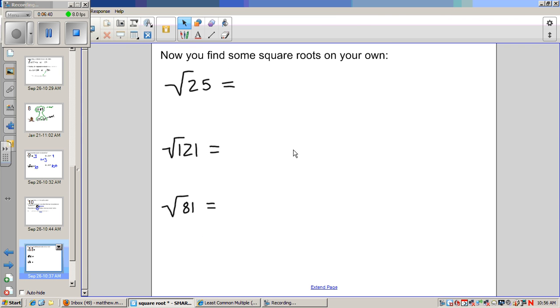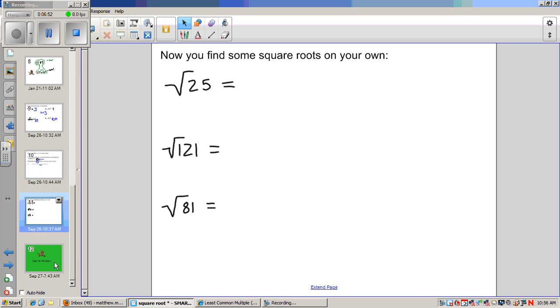So a couple to try before you start your worksheets, before you start your lesson. Square root of 25. What times what equals 25? Square root of 121 and the square root of 81. Try and solve those and check your answers on a calculator before you do it.